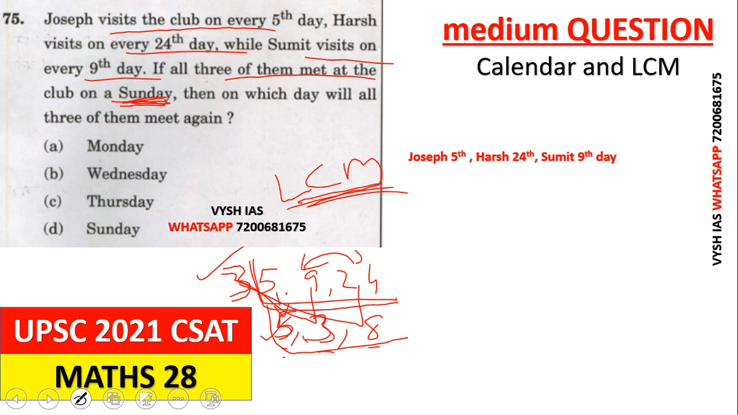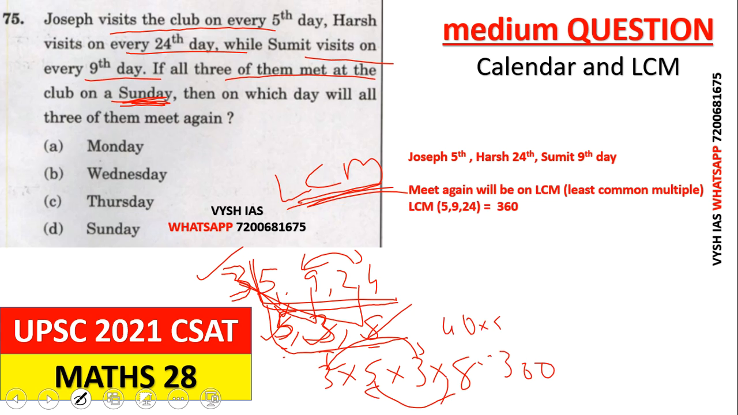3, 5, 3, 8. Multiply that. 3 into 5 into 3 into 8. That is what? 3 into 3, 9. 5 into 8, 40. 40 into 9 is equal to 360. So the LCM of 5, 9, 24 is 360.